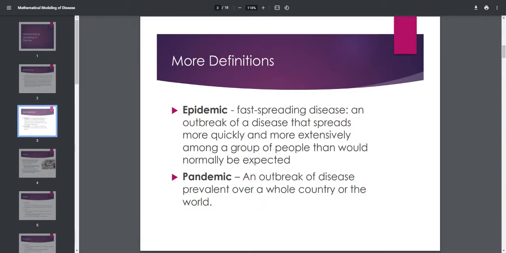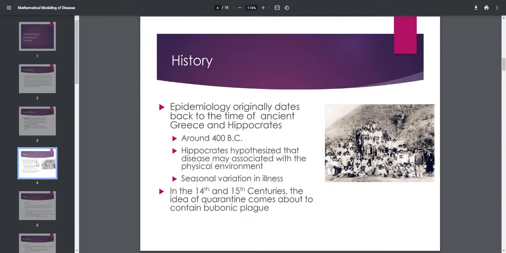So let's take a little bit of a look at the history of epidemiology. And we can start all the way back around 400 BC with Hippocrates. And he's the one for whom the Hippocratic Oath is named. And he hypothesized that disease may be associated with the physical environment. And that was due to him looking at seasonal variation in illness.